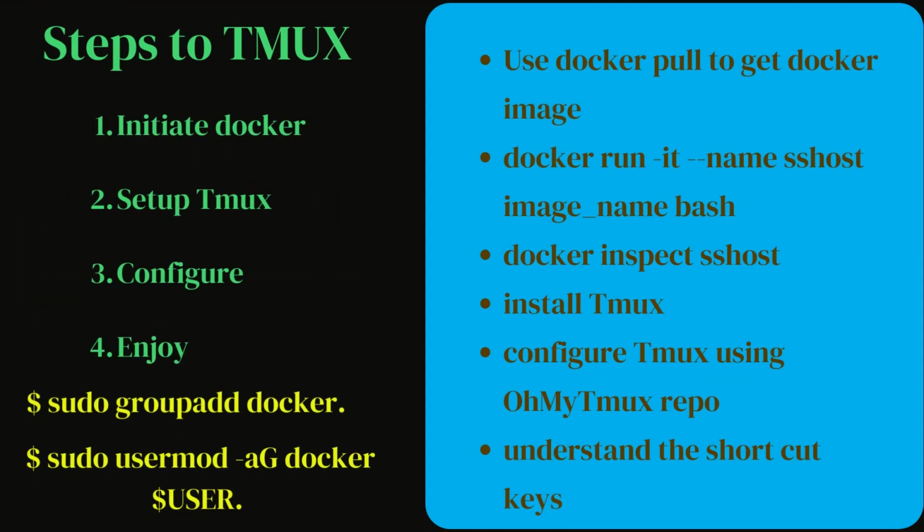Here I'm just giving the overview that you will be using Docker pull to get the image, and then we will use Docker run to start the container. We have to give the container name. We'll be doing all this step by step, and then we will install Tmux, and then we have to configure Tmux using my Tmux repo. Since we are going to use a Git repo, you need Git to be installed. And since you are going to edit configuration, you will need to know a little bit of Vim.